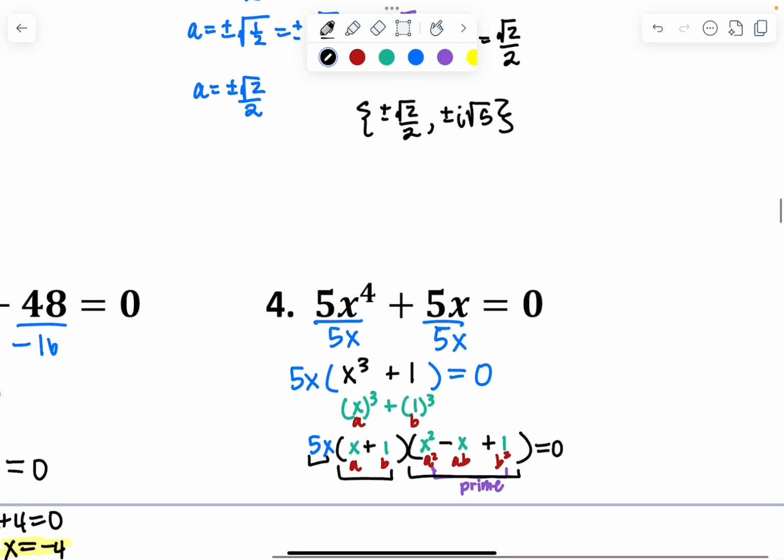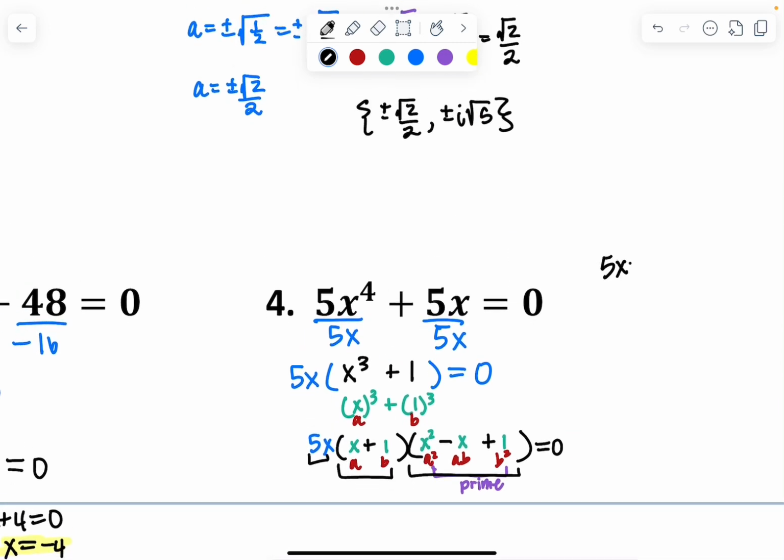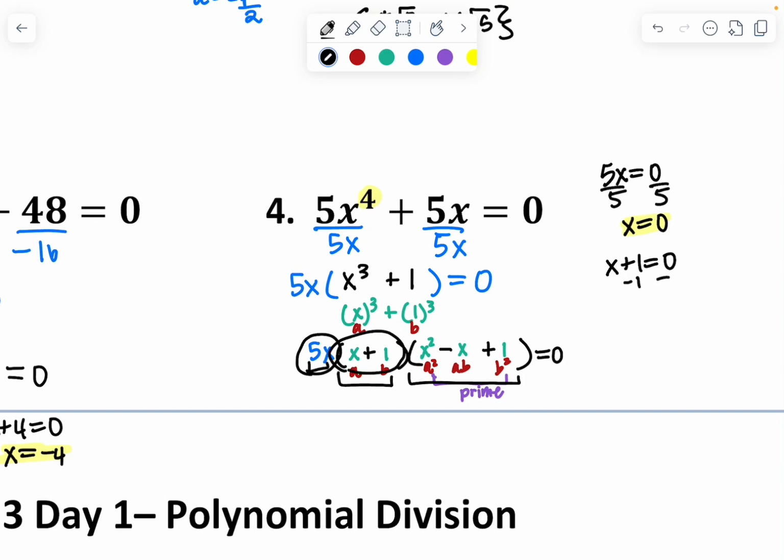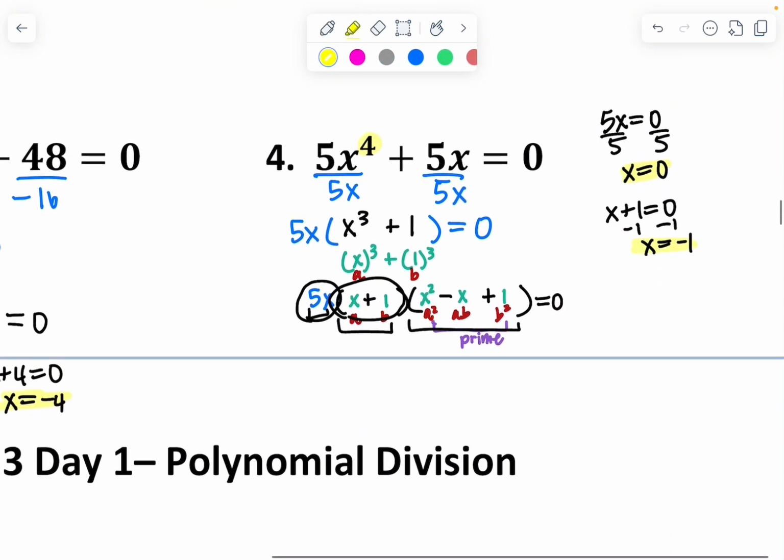Okay, and so I'm going to come to the side. We're going to have 5x equals 0, which is just linear. Divide both sides by 5, you get x equals 0. That is one of our 4 solutions. Okay, and our other solution is going to come from the x plus 1 equals 0. So we've taken care of the 5x. Now we're looking at the x plus 1. We would subtract 1 from both sides and get x equals -1. That's solution number 2. We're looking for 2 more.